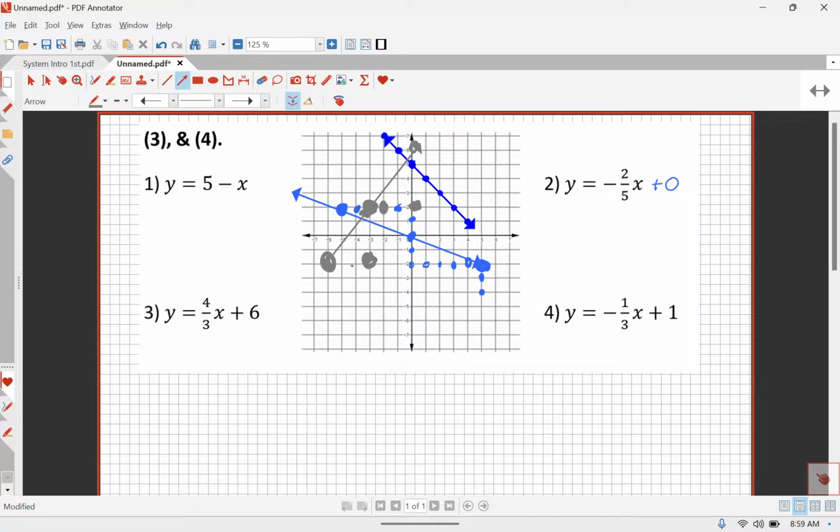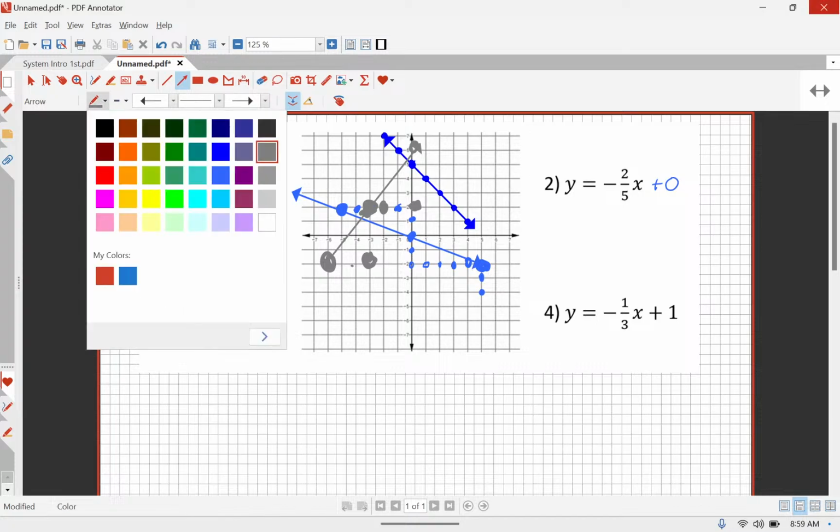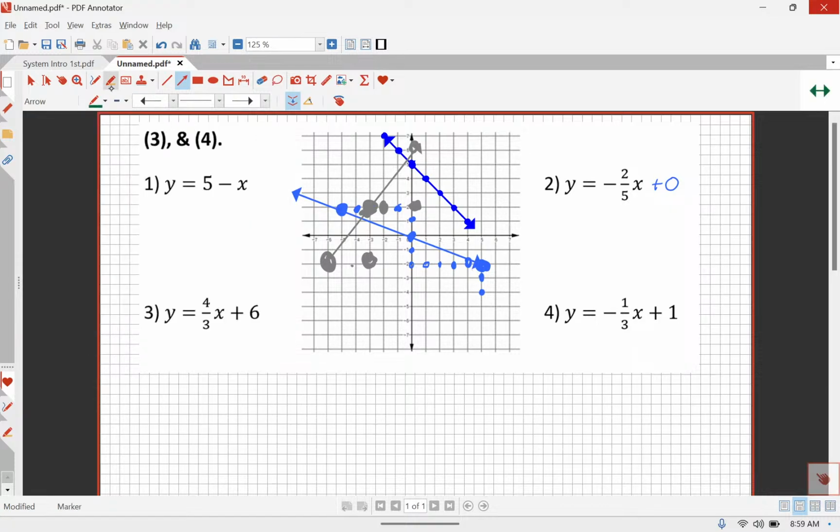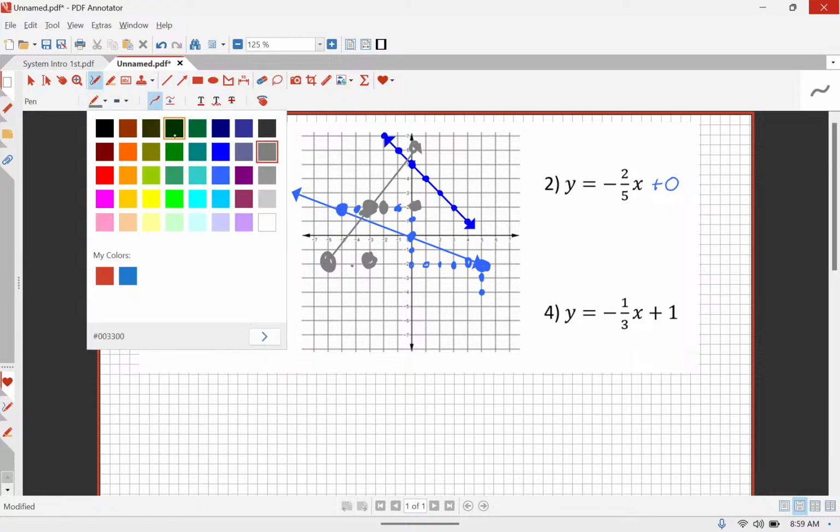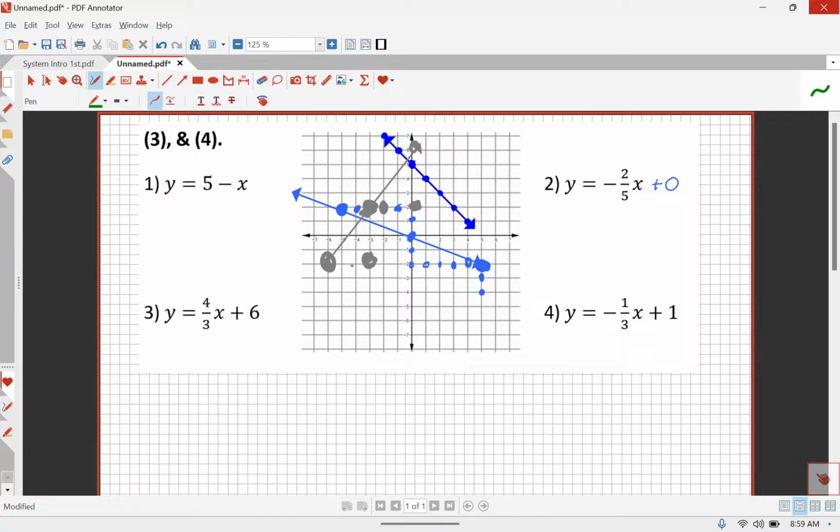Let's see here. I need one more, and this one's going to come from Dash. Dash, what's your favorite color? Green. You got it. So what's the y-intercept on number 4, Dash? It's 1, and then what's the change in y? Awesome. And the change in x? Awesome. So if the y-intercept's 1, the change in y is -1, and the change in x is +3, show me where that starts and where that goes.